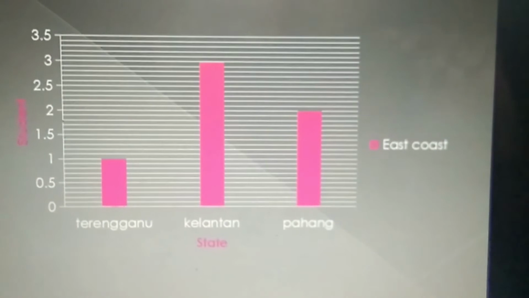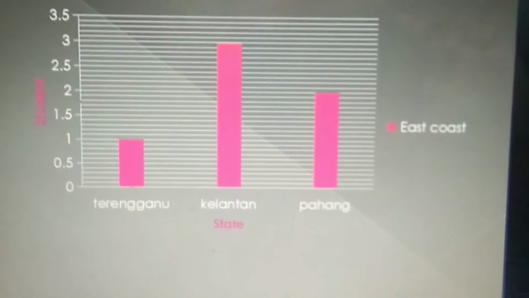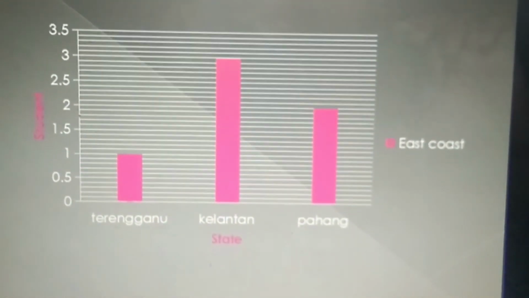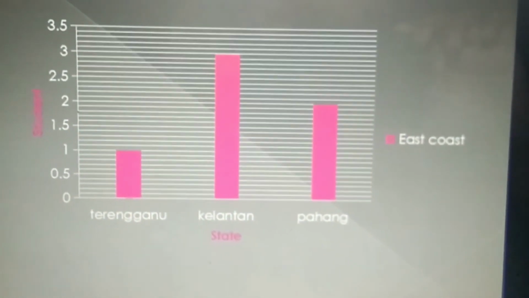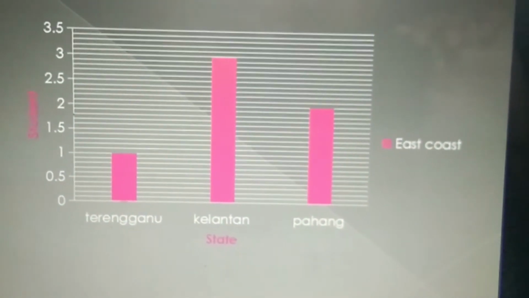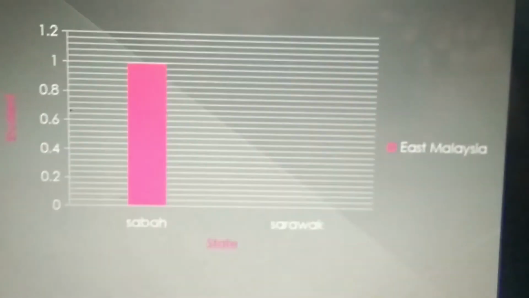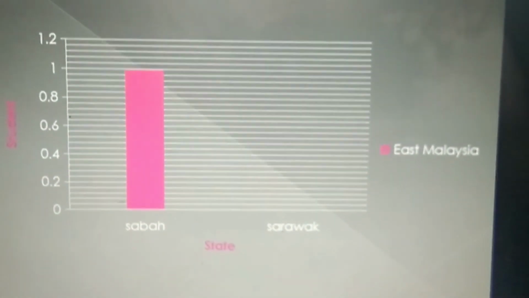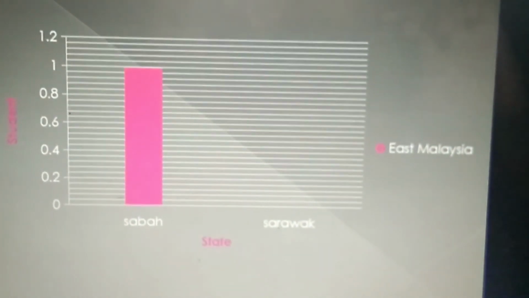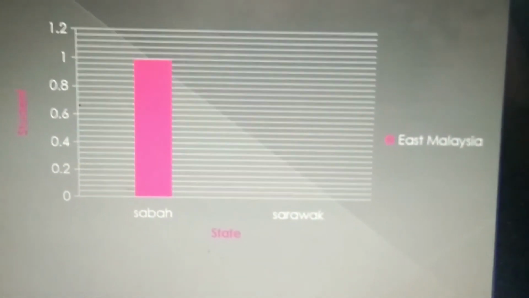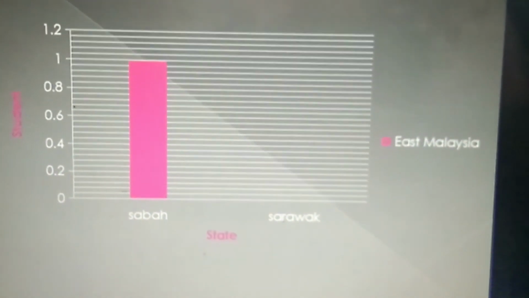This is the graph for the East Coast of Malaysia. There are 3 states in the East Coast, which are Terengganu, Kelantan and Pahang. There is 1 student from Terengganu, 3 students from Kelantan, and 2 students from Pahang. Lastly, this is the graph for the East Malaysia part. There are 2 states, Sabah and Sarawak. There is only 1 student from Sabah, and no student from Sarawak.